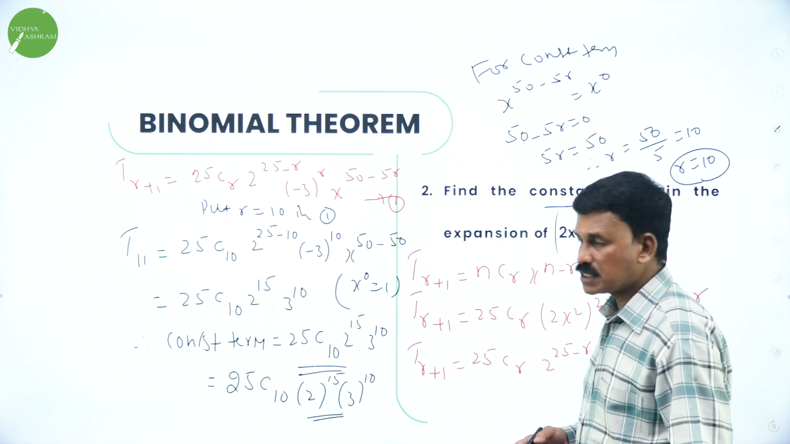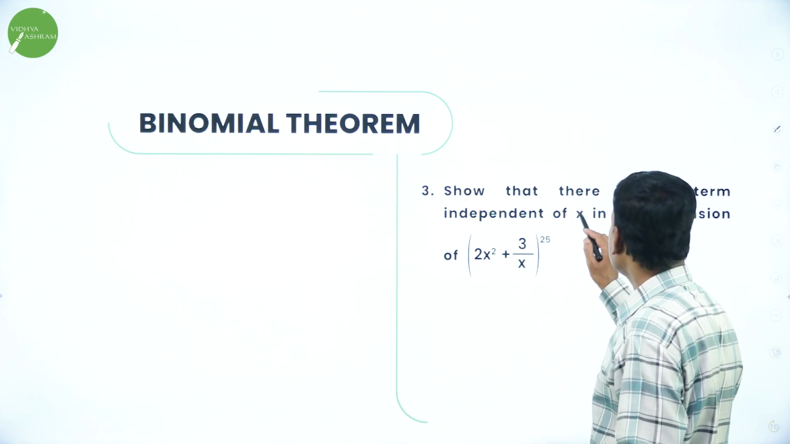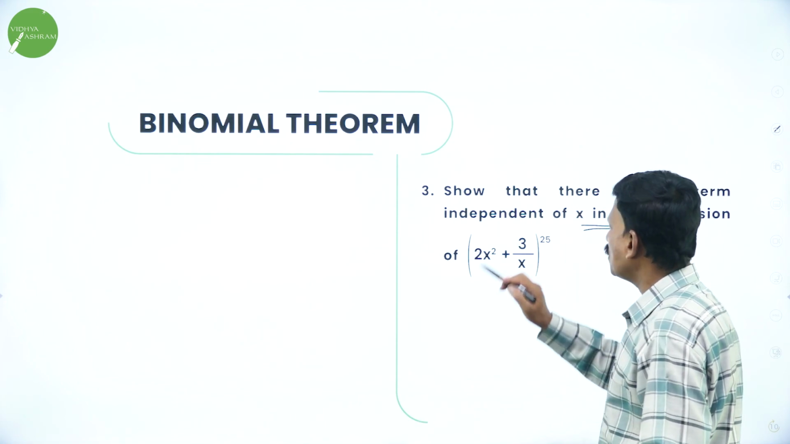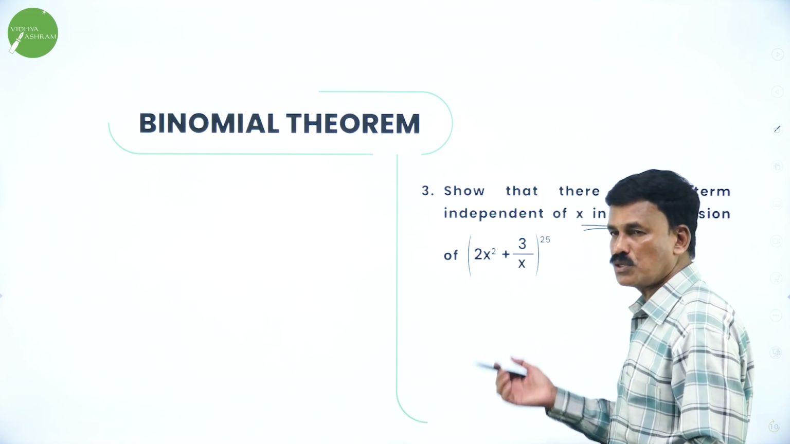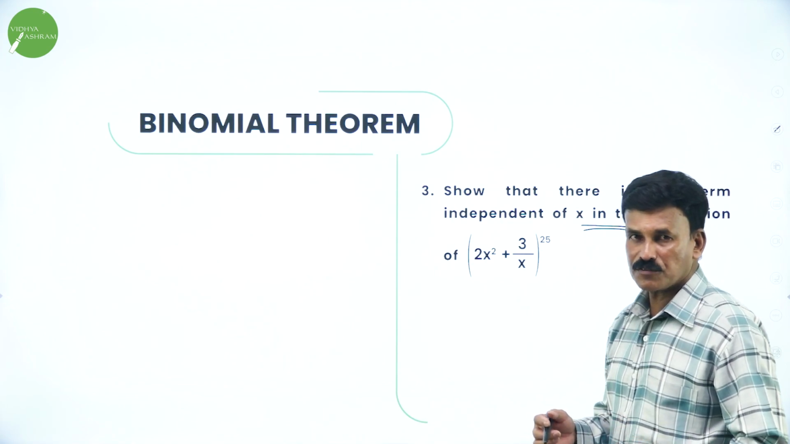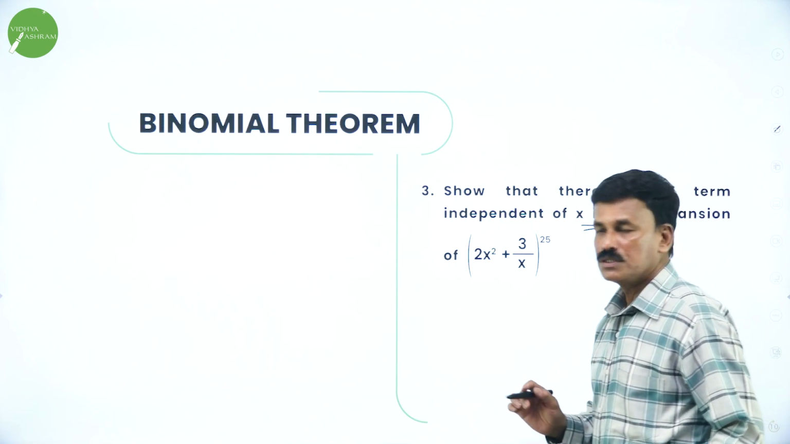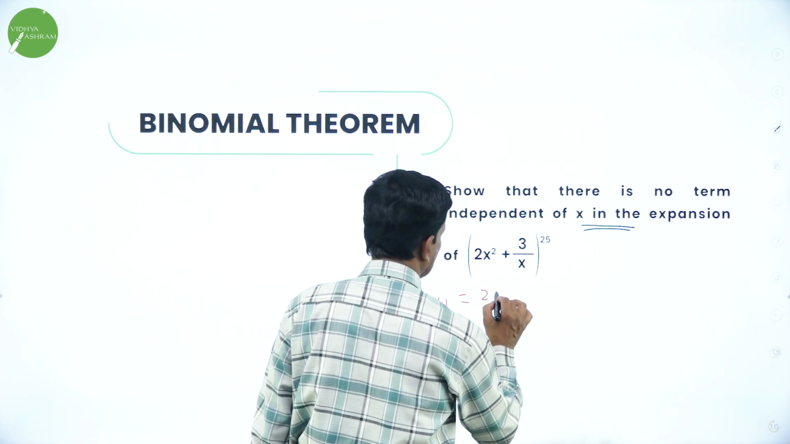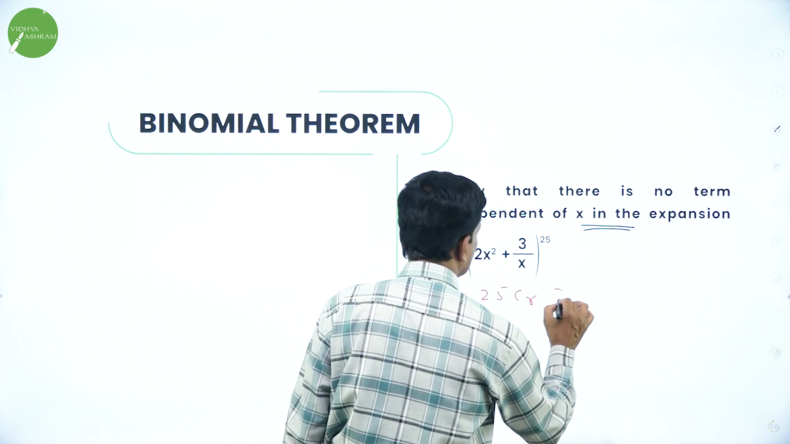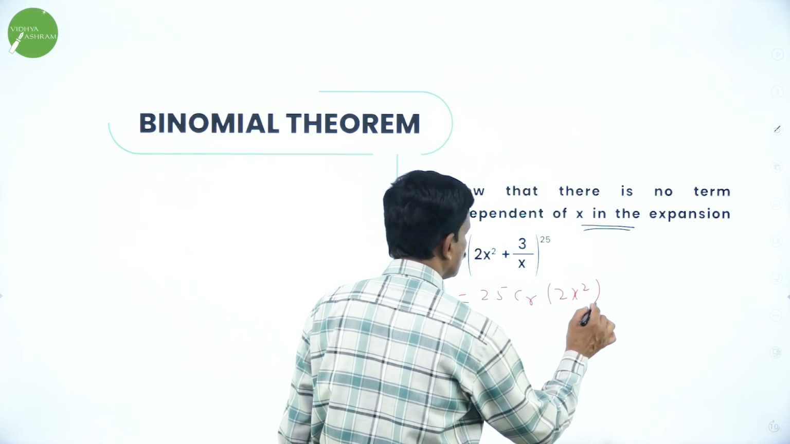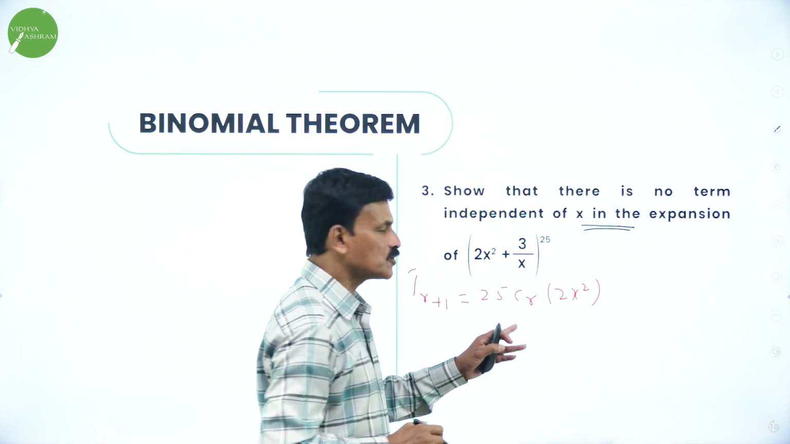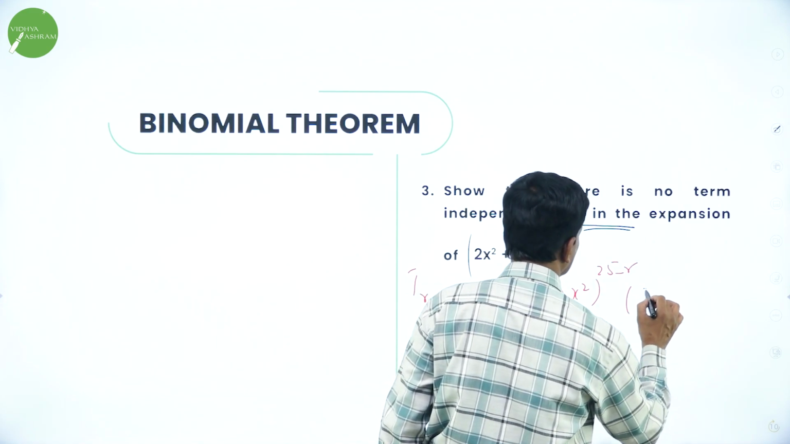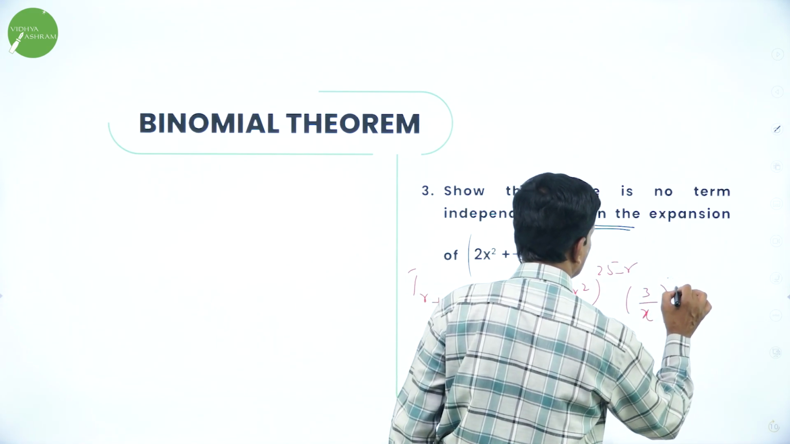Now move on to the next problem. Show that there is no term independent of x in the expansion of 2x square plus 3 by x whole to the power of 25, as in the previous problem itself. Now just find out the nth term. T r plus 1 is equal to n C r, 25 C r, x to the power of n minus r, that is 2x square whole to the power of 25 minus r into 3 by x to the power of r.